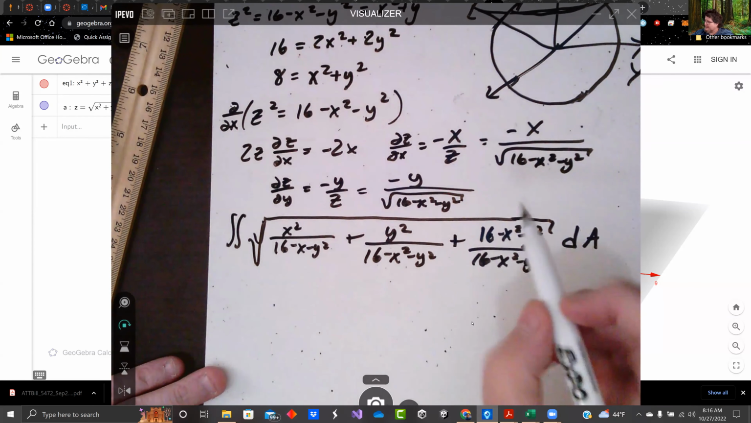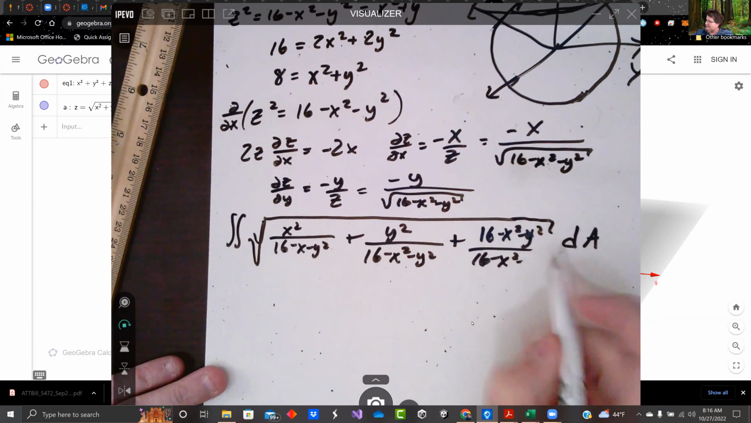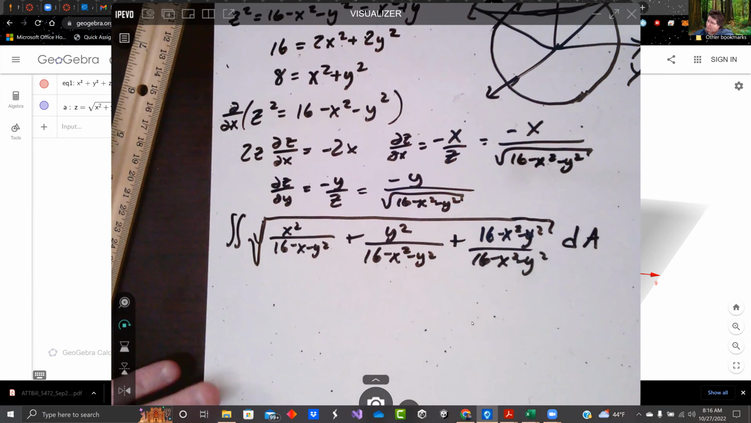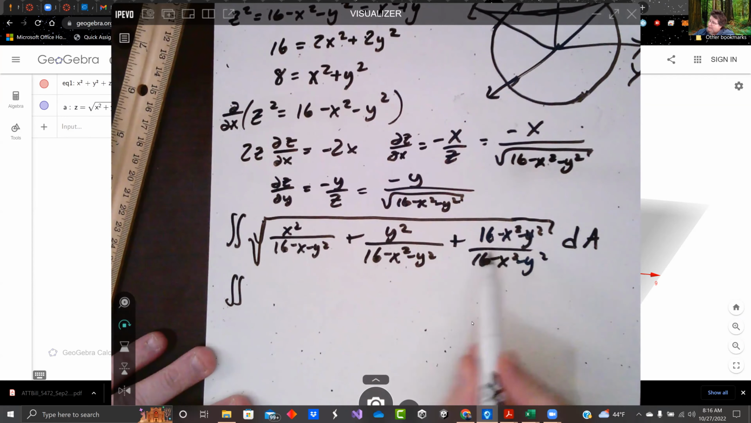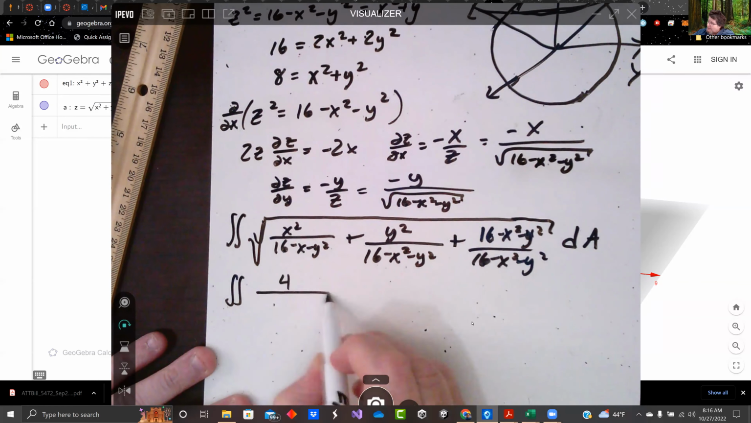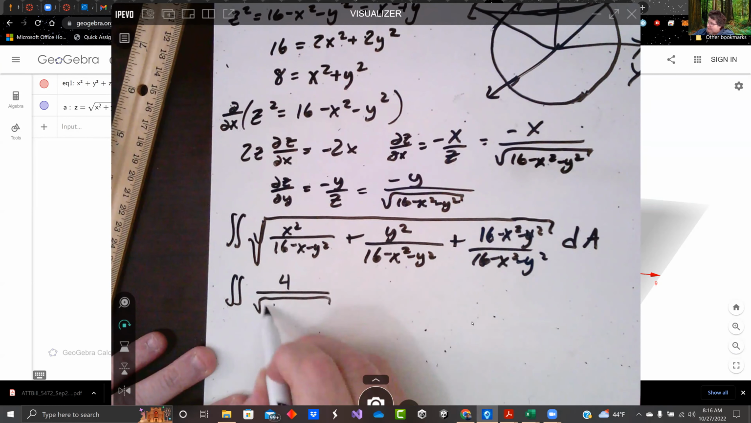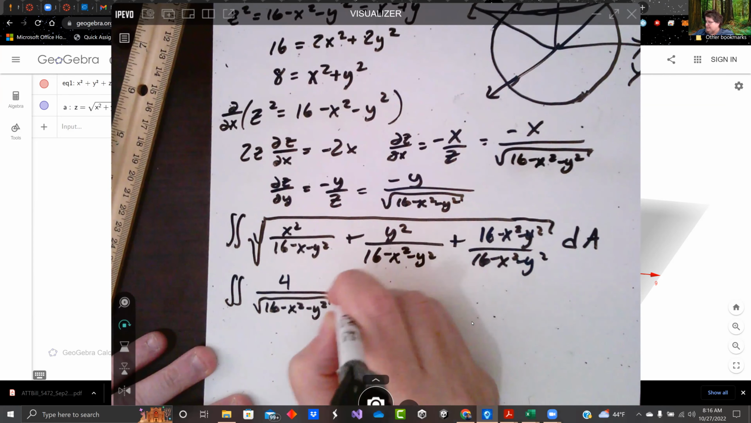You guys with me? Slow down a second, make sure I'm not too fast. We can combine the numerators. We get 16 on top. The square root of 16 though is 4, over the square root of 16 minus x squared minus y squared. dA.